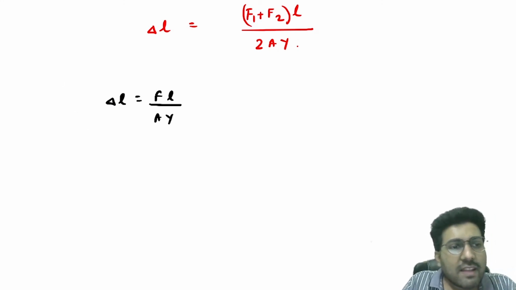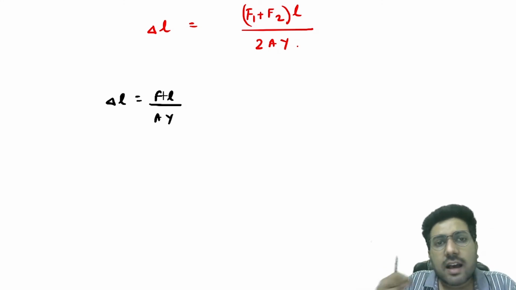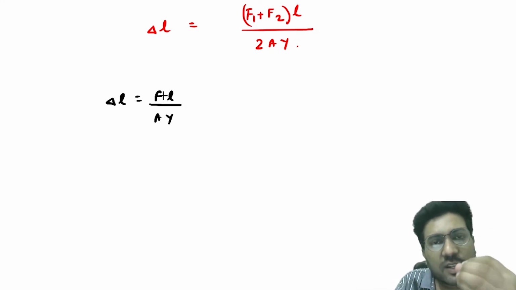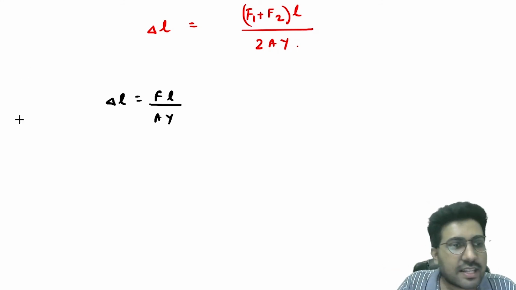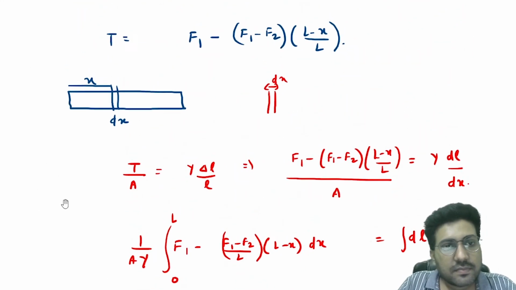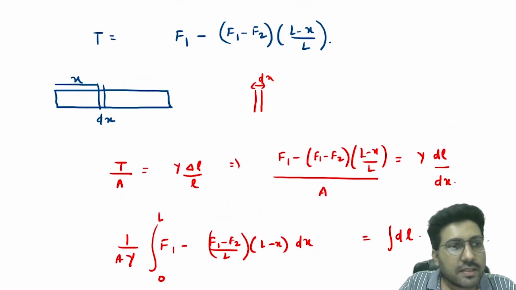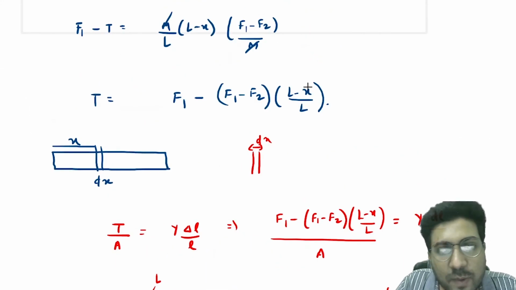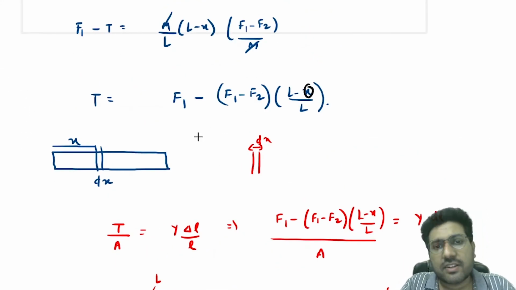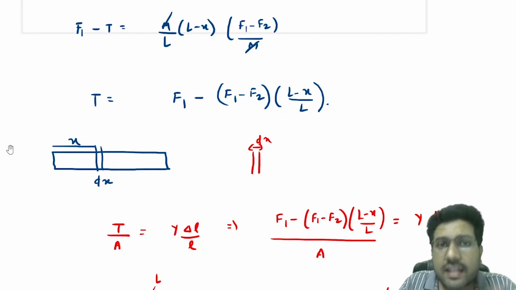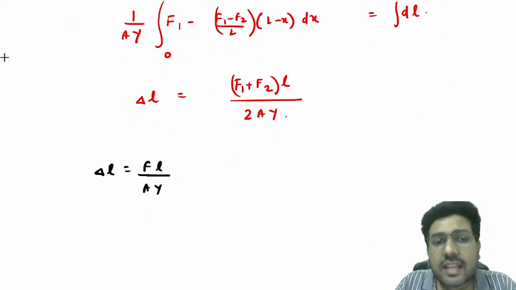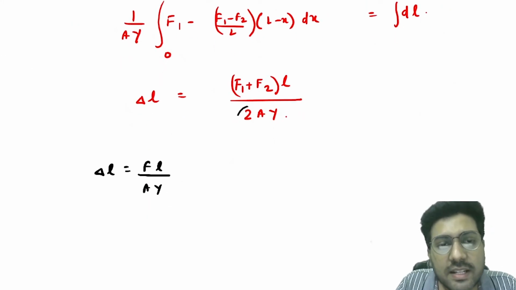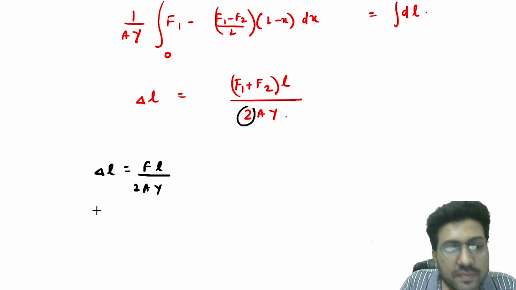Now, whenever the tension is variable and it is varying with x, with a linear variation, see here, tension is varying linearly. If there is a stress which varies linearly, in that case the denominator will have a term 2.